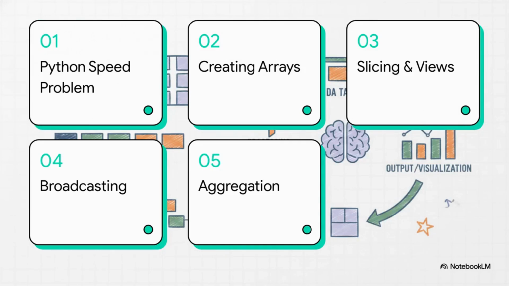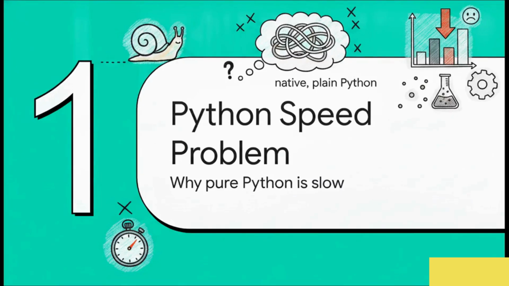Okay, so here's our roadmap for today. We're going to hit the Python speed problem, creating arrays, slicing and views, the magic of broadcasting, and finally, aggregation. Let's jump right into the why before we tackle the how. Section 1, the Python speed problem.